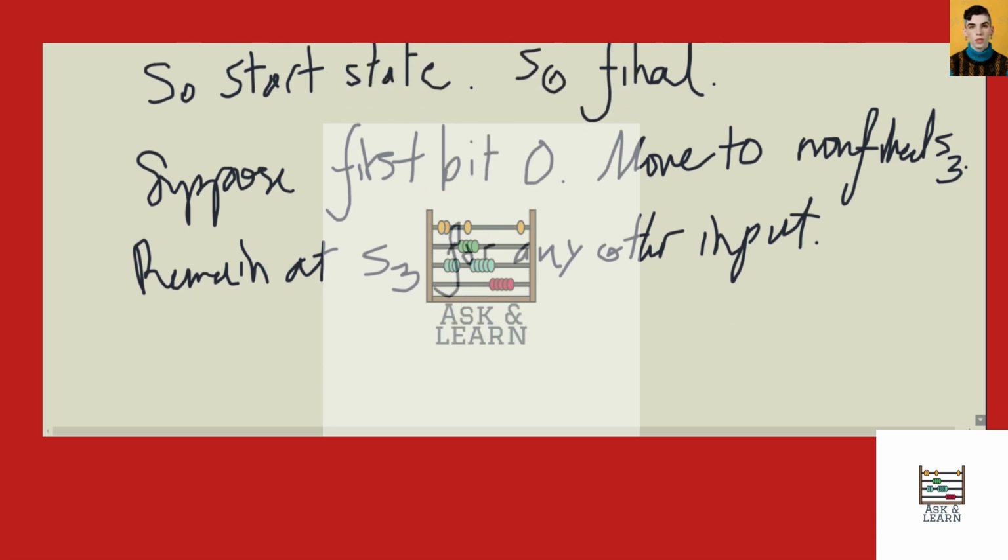Okay, so now suppose that the first bit is a 1. Then, just as in the non-deterministic graph, we should move from state S0 to a state S1, and we see that 1 should be recognized, so S1 will be a final state.